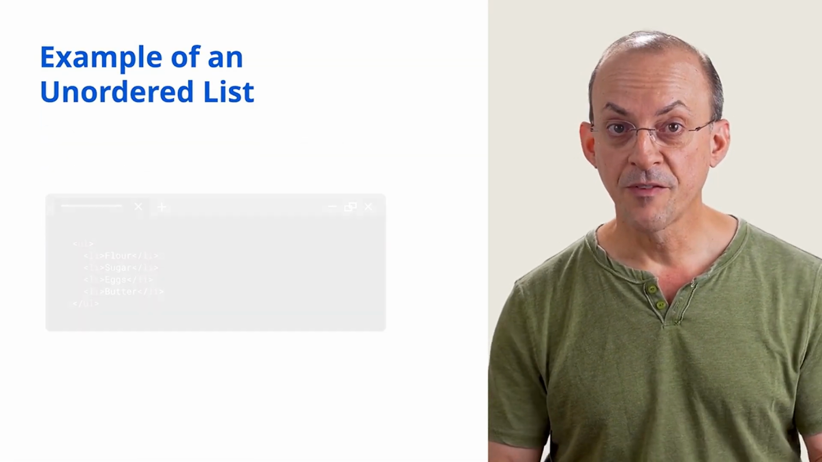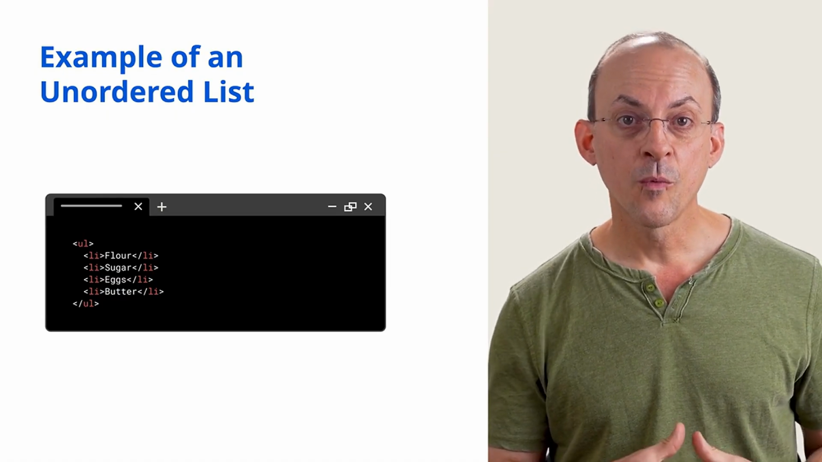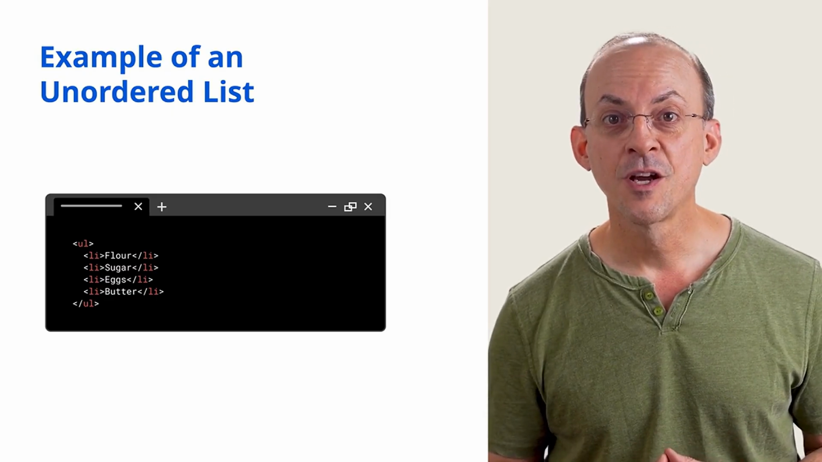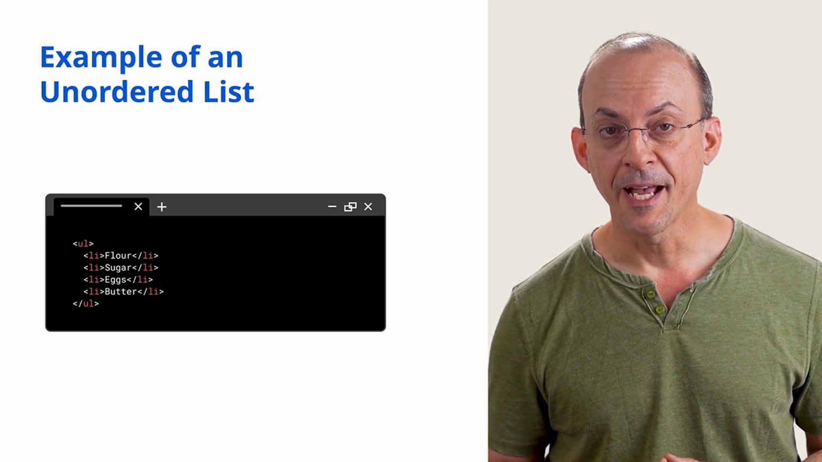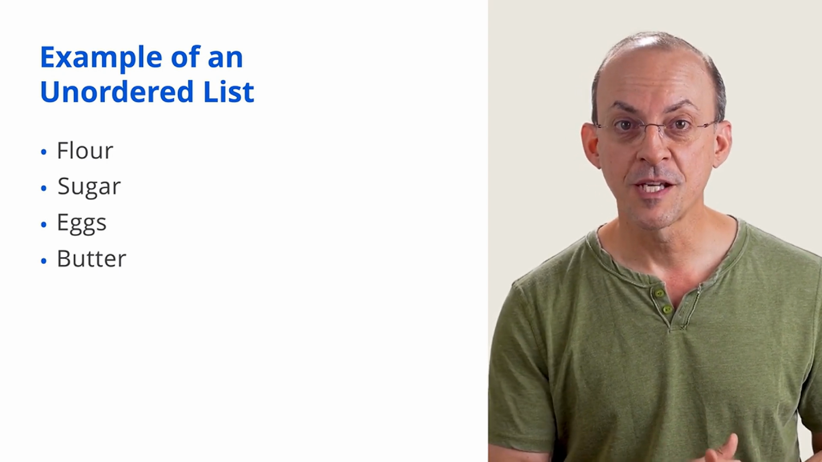Now here's an example of an unordered list. Starting with the unordered list tag UL, we've added flour, sugar, eggs, and butter as list items, wrapping them in the list item tag. This results in a bulleted list of ingredients needed for the recipe that could appear in any order.